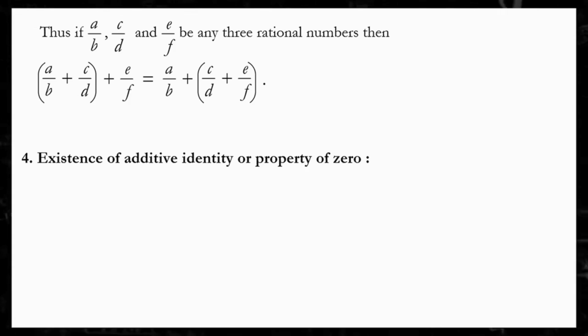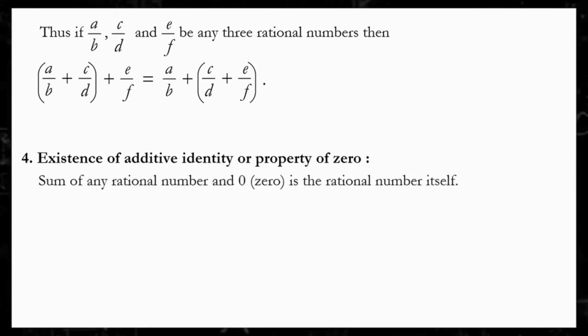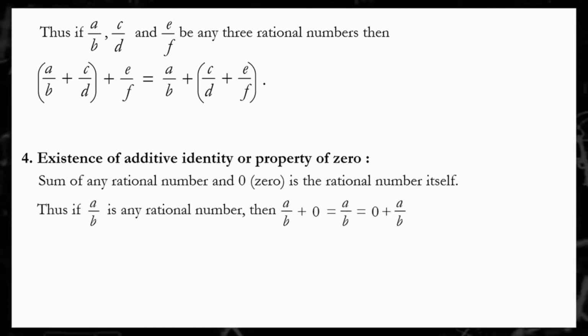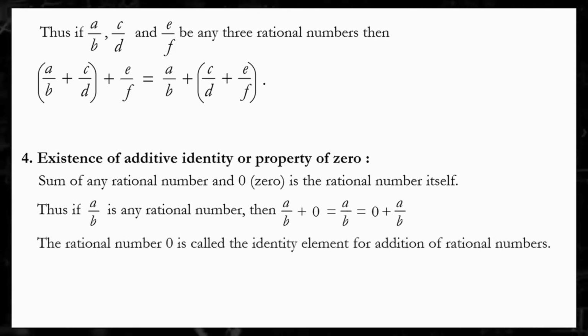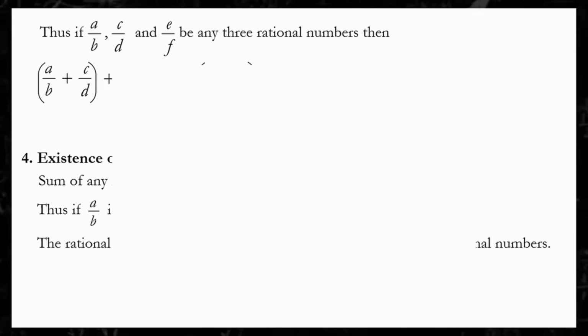4. Existence of additive identity or property of 0. Sum of any rational number and 0 is the rational number itself. Thus, if a by b is any rational number, then a by b plus 0 is equal to a by b, which is equal to 0 plus a by b. The rational number 0 is called the identity element for addition of rational numbers.